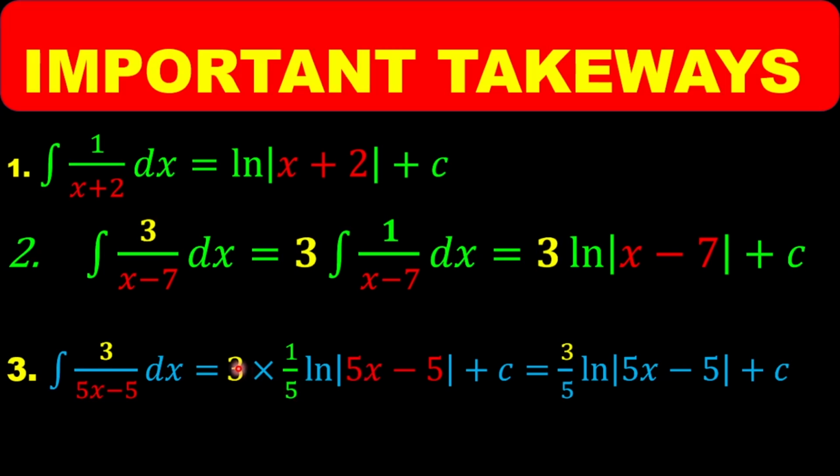And so now we multiply 3 times 1 over 5, and we are actually getting 3 over 5, and then we have the natural log of 5x minus 5, and then plus c. So once you have an understanding of this takeaway, then we can move on and solve the questions that follow.